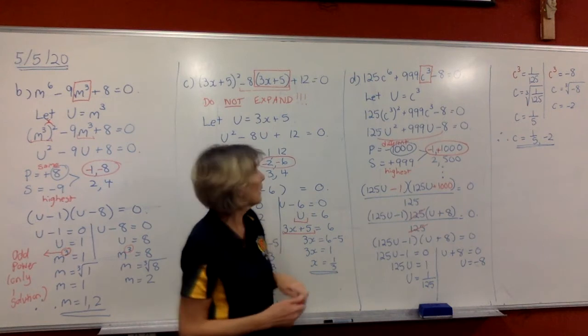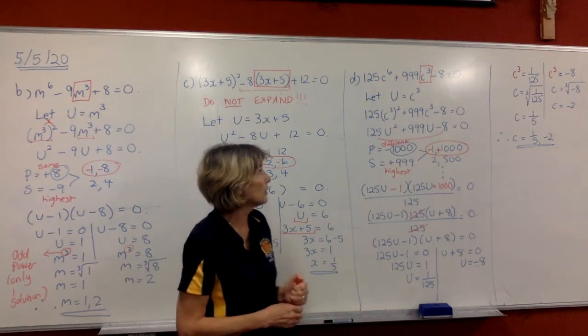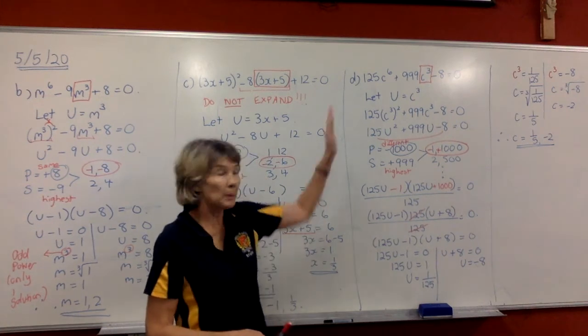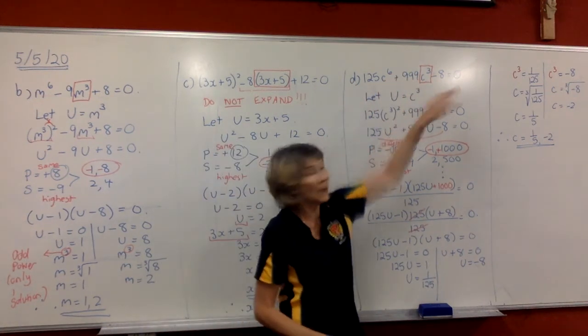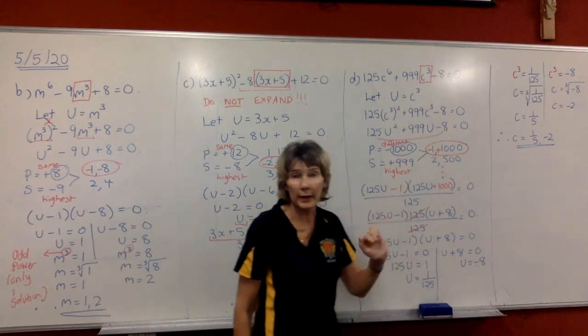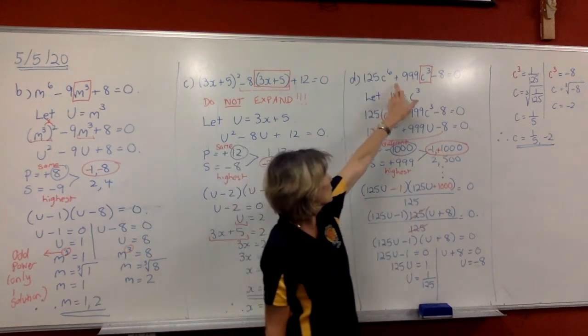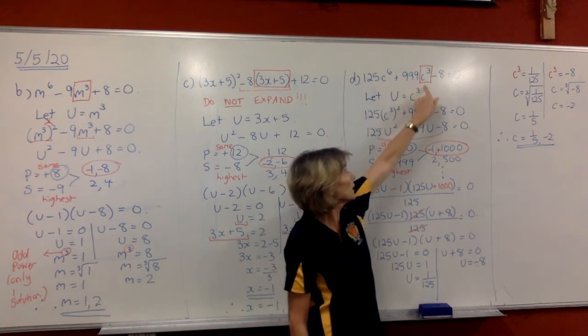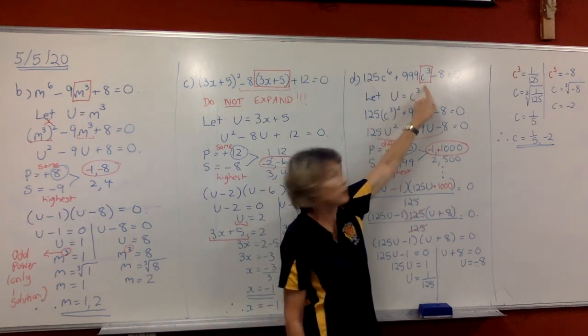125 c to the power of 6 plus 999 c cubed minus 8 equals 0. It's been written in decreasing order of powers. We have our 0 on the right-hand side. Look at your middle term. Ignore the coefficient. So we're going to let u equal c cubed.